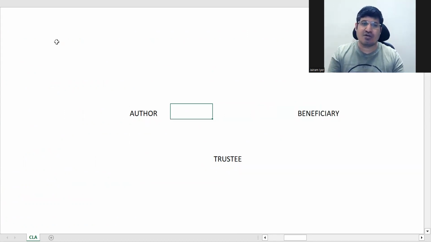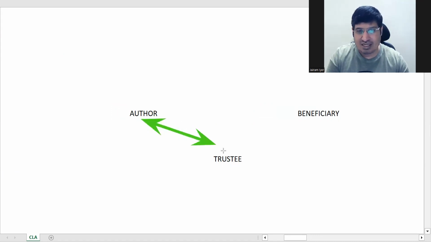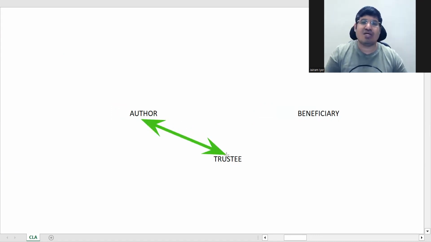Now, the contract is between whom? It is between the author and the trustee, correct? Contract is between these two, right? As per the contract, trustee has to ensure benefit to the beneficiary as per what is mentioned in the trust.